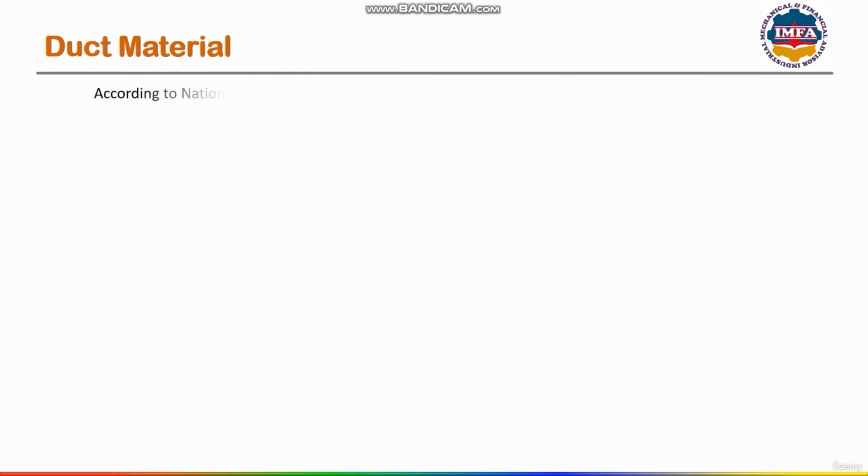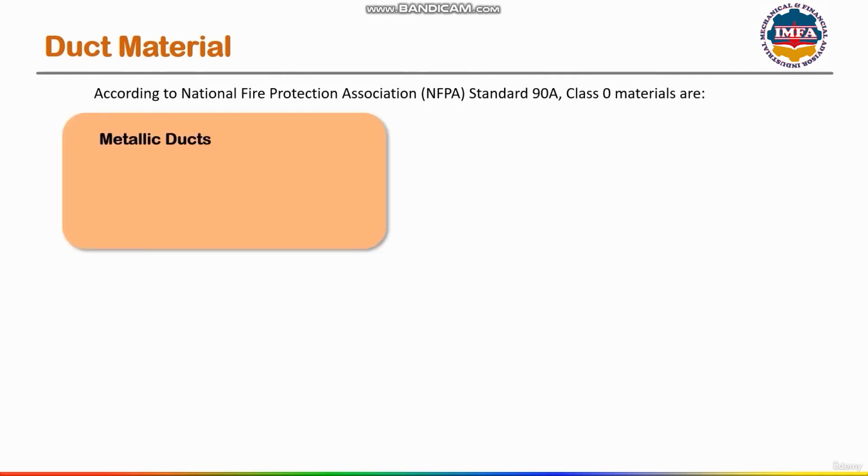Duct material. According to National Fire Protection Association Standard 90A, only Class 0 or Class 1 materials can be used for the construction of ducts. Class 0 materials are those which, upon exposure to very large heat or upon destruction, will not produce any hazardous material. However, Class 1 materials are those that may cause minor injuries.